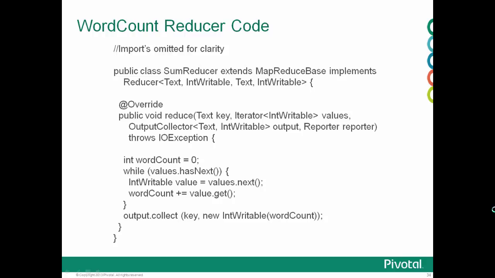And as you can see, we just simply loop through the iterator, summing the values in the iterator, and then outputting as final results the key, which is going to be the word, and an int writable, which is going to be the aggregate of all of the values in the iterator.